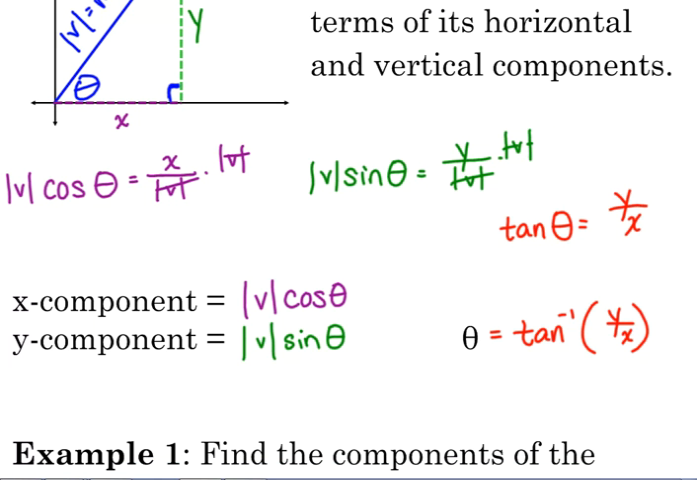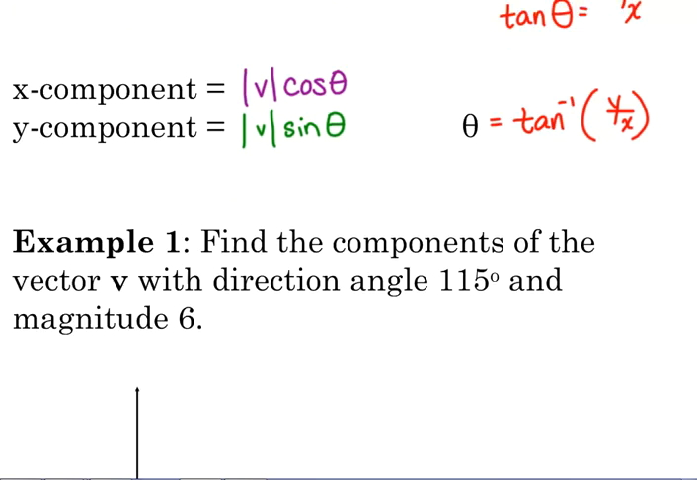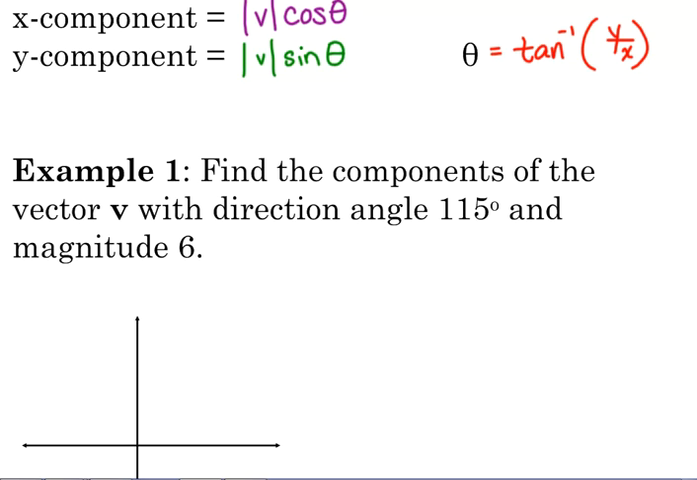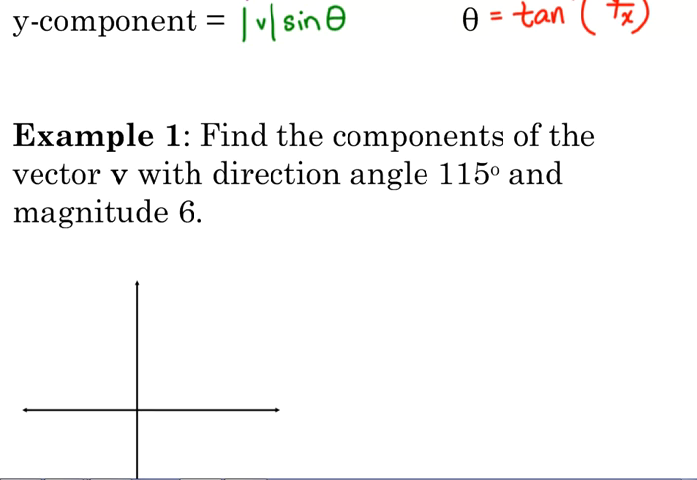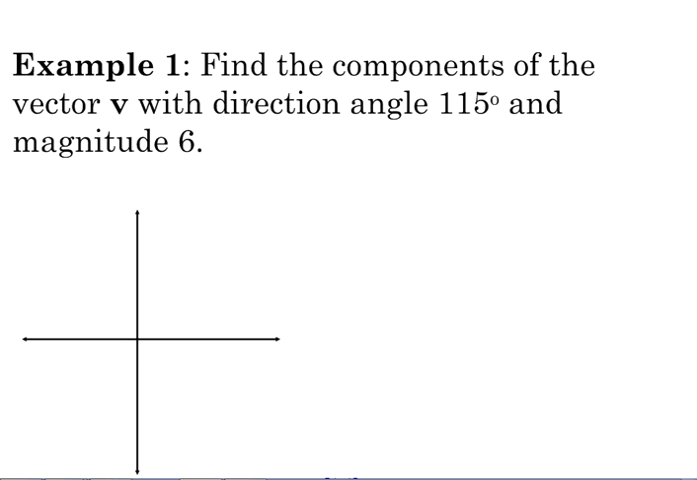Okay, so that's the setup. Those are the three pieces that we're going to be using a lot to find whatever they're asking us about. So let's do an example like this. Find the components of the vector v with a direction angle of 115 degrees and a magnitude of 6. We have a direction angle of 115 degrees and a magnitude of 6.